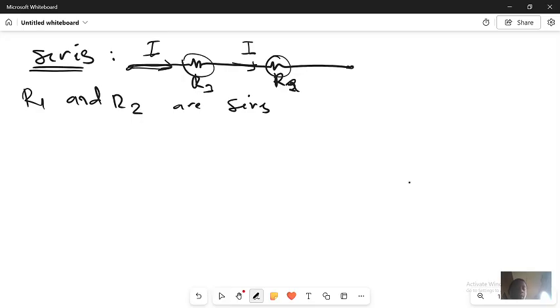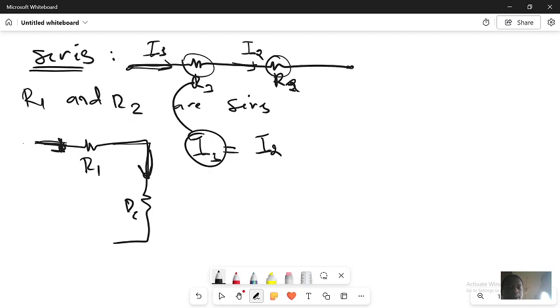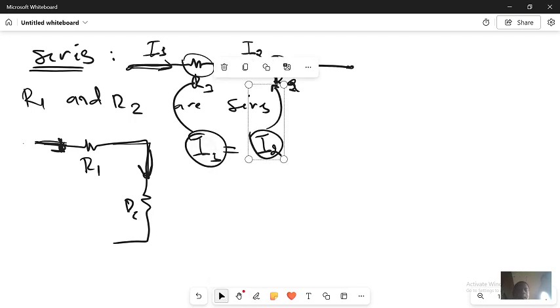It's not compulsory to be in a straight line. It can be like this one, it can be like this one. As soon as they are flowing with the same current, it means that R1 and R2 are in series. Because why? Because the same current that flows in R1 is the same current that flows in R2. Now, I have I1, I have I2. It means that in series, I1 is going to be equal to I2. The current flowing in the resistance R1 is the same current flowing in R2.